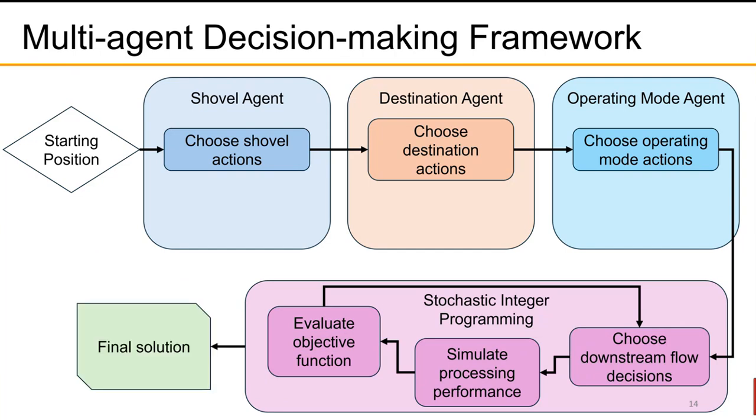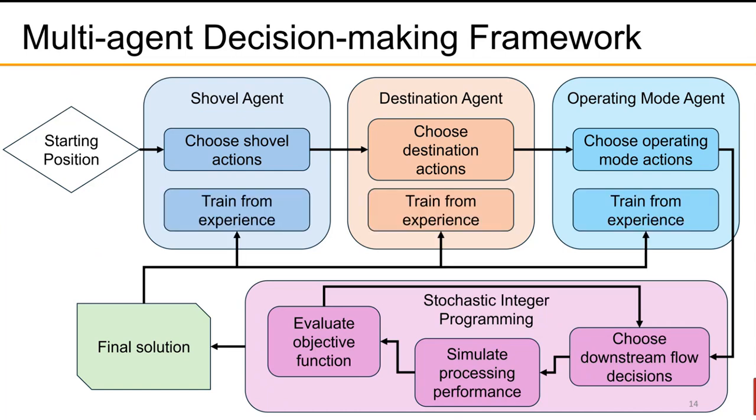Okay, and so this gives us our final solution. So we have all of our decisions being made. And in the case that we're still training the reinforcement learning agents, that final solution value is given to those first three decision makers, and they can use that outcome to train from that experience. And without going into too much detail, the reinforcement learning algorithm that was used for this project is deep Q learning.